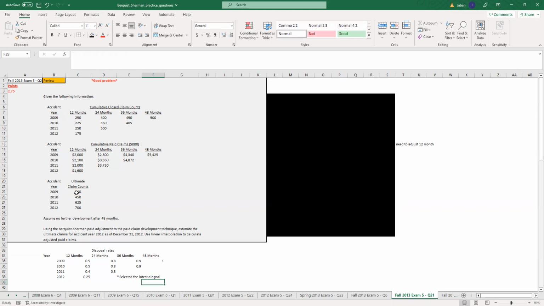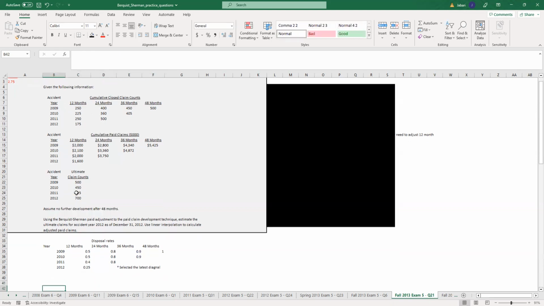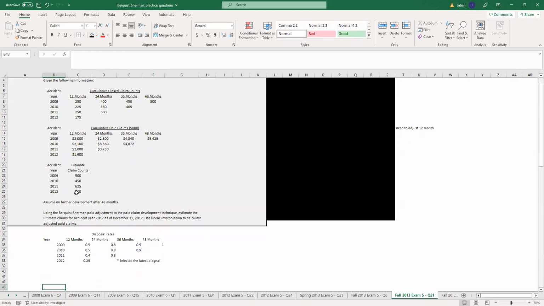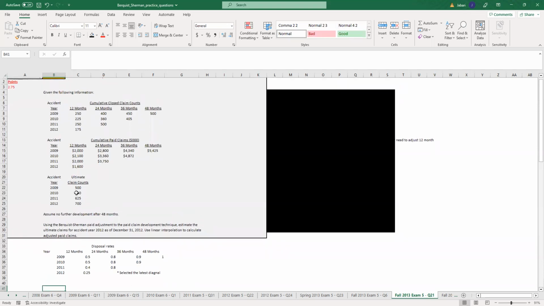If you are using the frequency severity technique, you'll want to take an average of the disposal rates, but this is the BS method. They typically want us to use the latest diagonal, and they do that because if we use the latest diagonal of disposal rates, we get to keep these cumulative paid adjusted amounts constant, or they don't change.